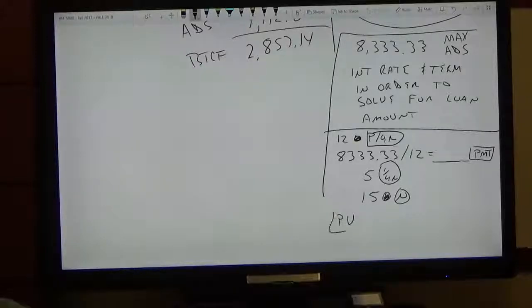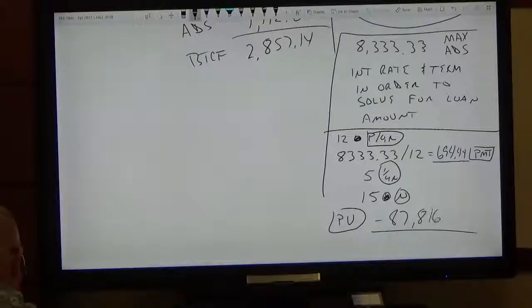And then to solve for the loan amount, we solve for present value. The monthly payment is going to be $694.44, with a 5% interest rate and a 15-year term. The result is $87,816.11, probably off maybe a penny or two depending on rounding. Does that make sense, everybody? Yes or no?